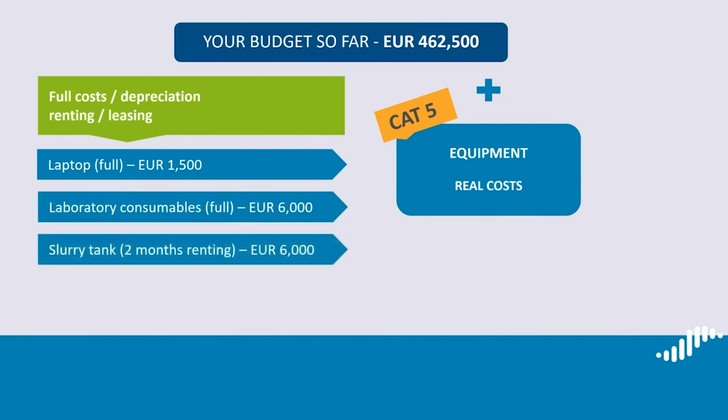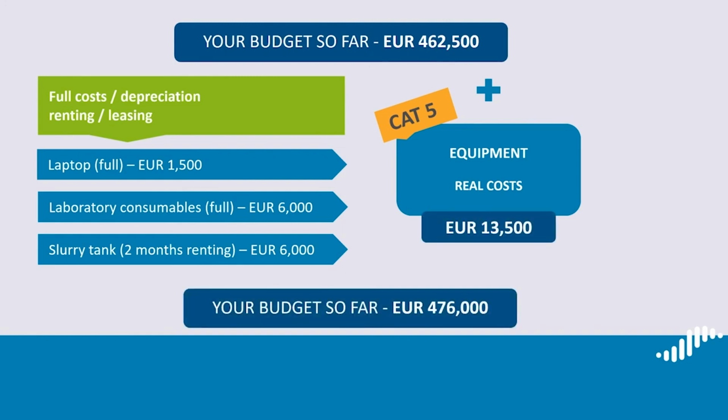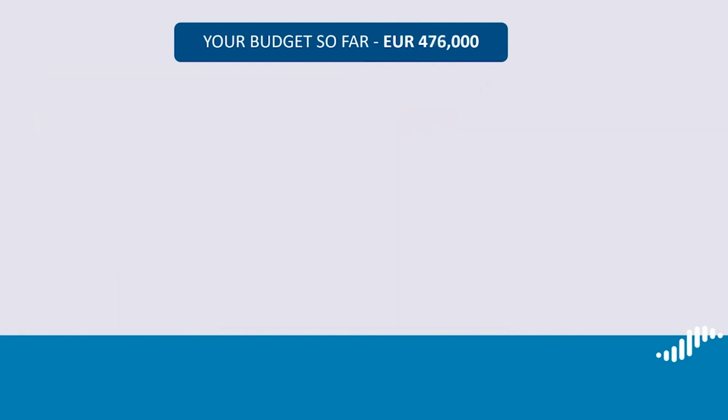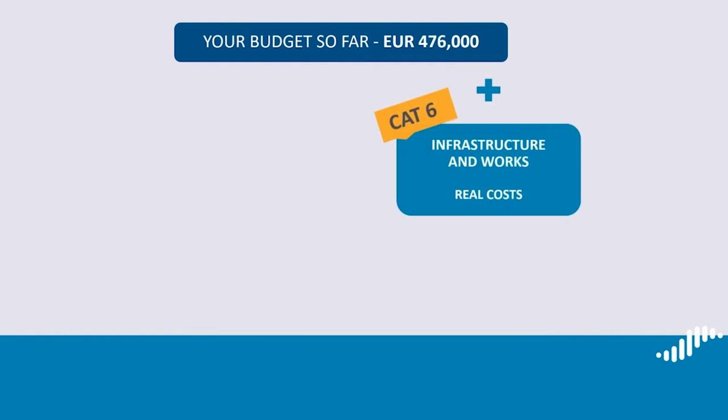For example, you need a slurry tank for 2 months of pilot activities. In this case, renting, leasing, or depreciation represent a better value for money than full costs. So let's sum up the examples we listed here. We end up with 476,000 euros. We come now to the last cost category, infrastructure and works.